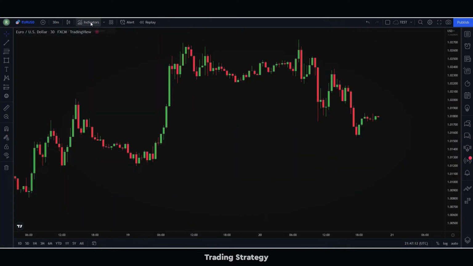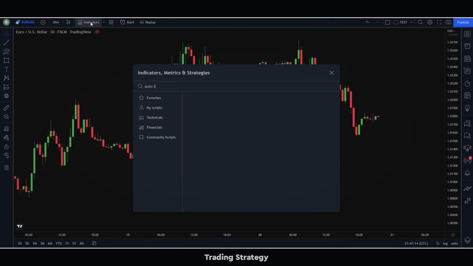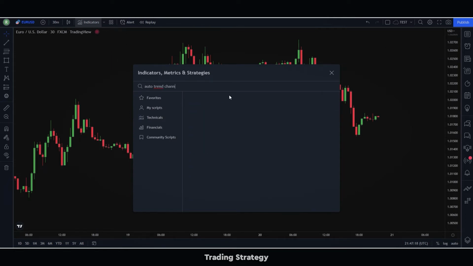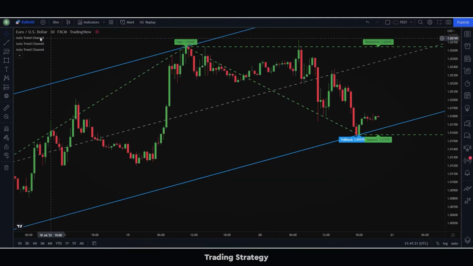The first thing we will have to do is select the auto trend channel indicator. We will select 3 of these from here. What this indicator will do is show us a channel of the last candles.